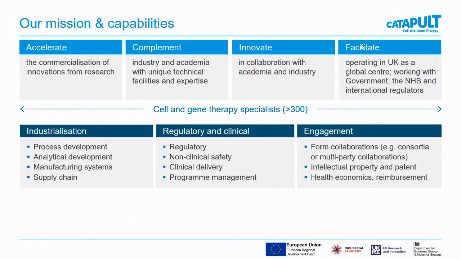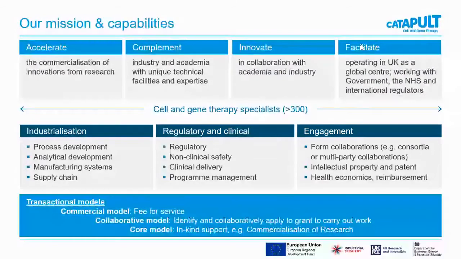And the way we work, we follow three different transactional models. We have the commercial model, which is the standard fee-for-service model, where the client, the collaborator, pays us for the service and we deliver the work as agreed. We have a collaborative model where we identify and collaboratively apply to grants to carry out work that is of mutual interest for both the Catapult and the collaborator. And we also have our core model, which means that on a case-by-case basis, we may decide to offer some in-kind support in areas that are very well aligned with our strategic priorities, in the cell and gene therapy space, that are of high unmet need and where there is significant challenge that we also want to tackle.